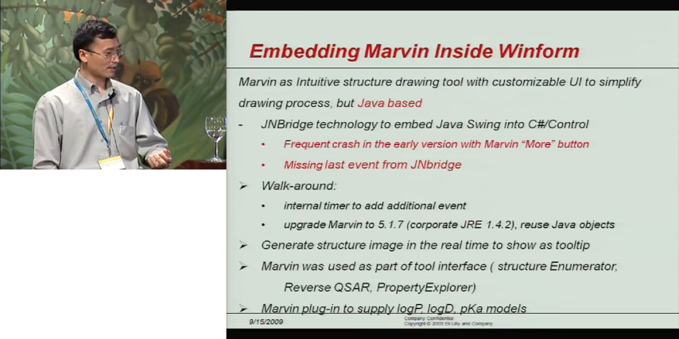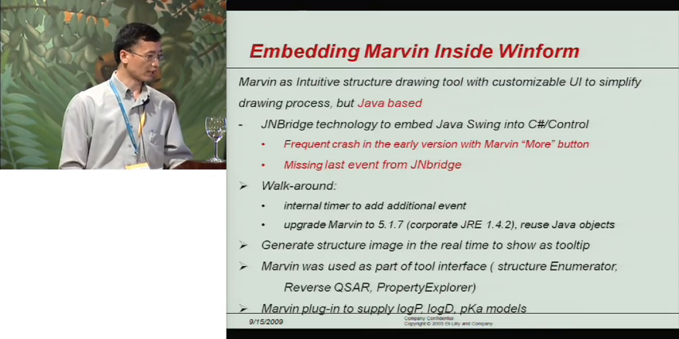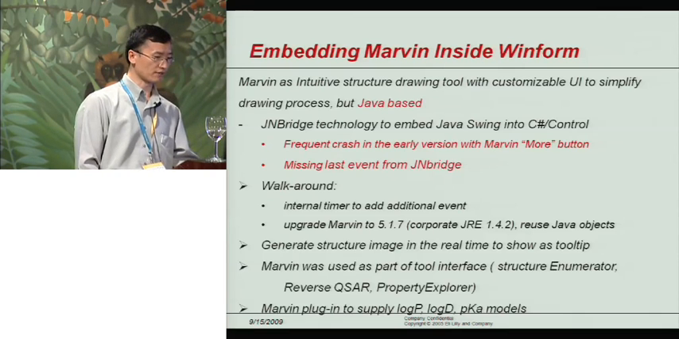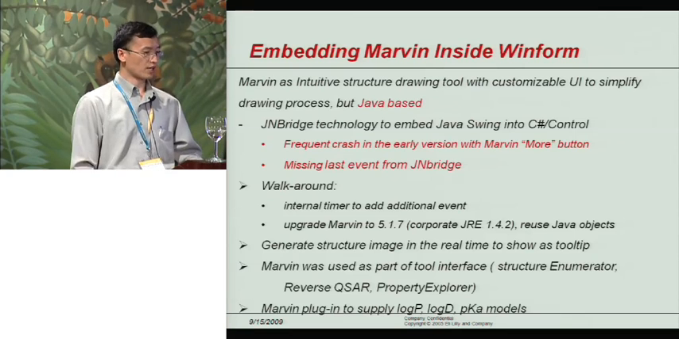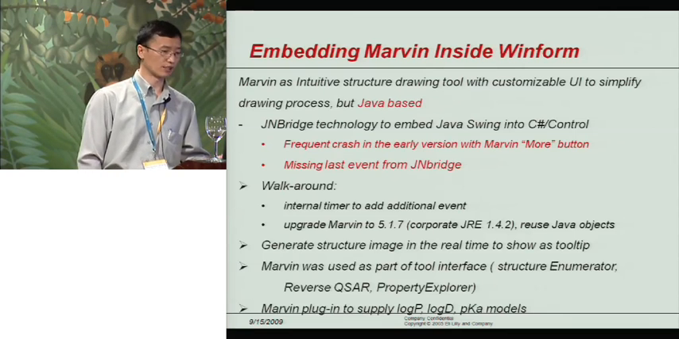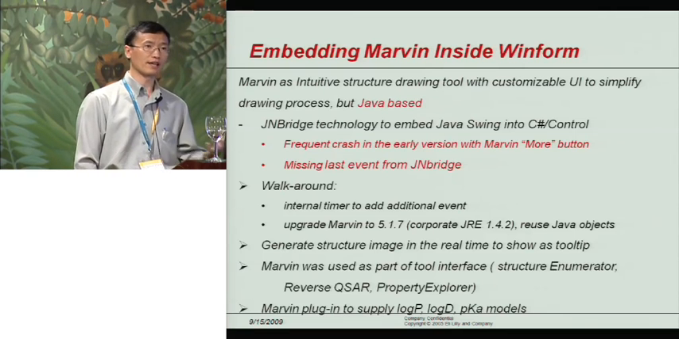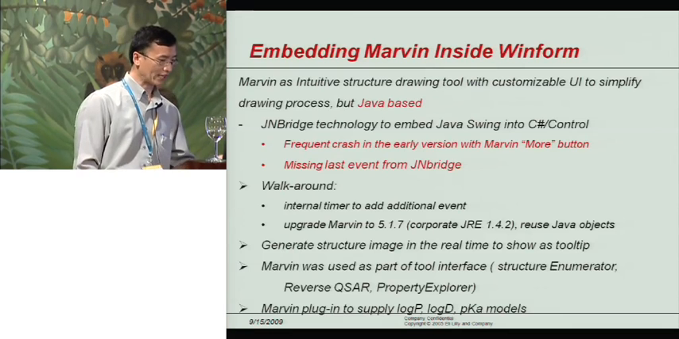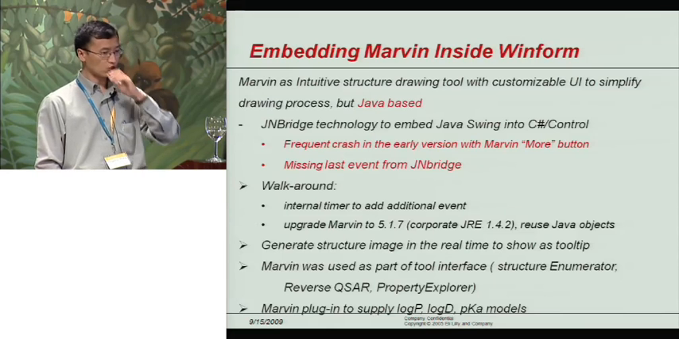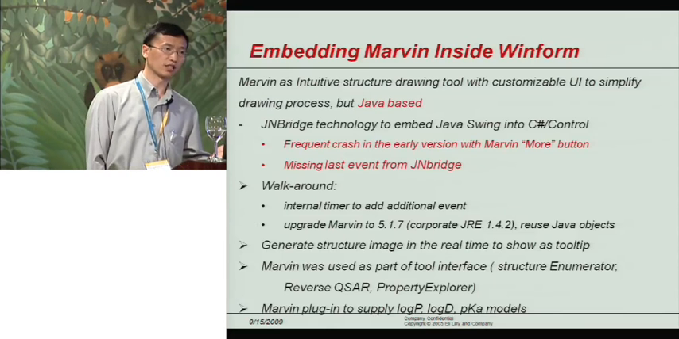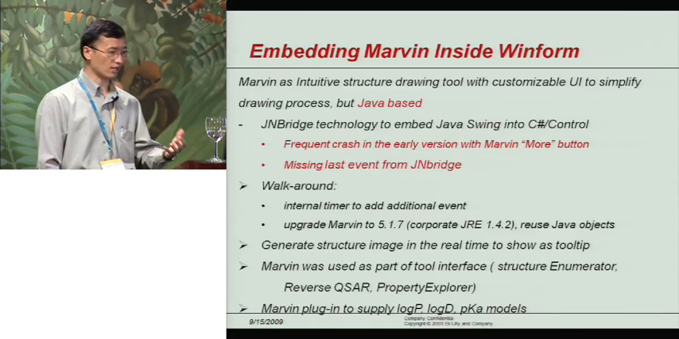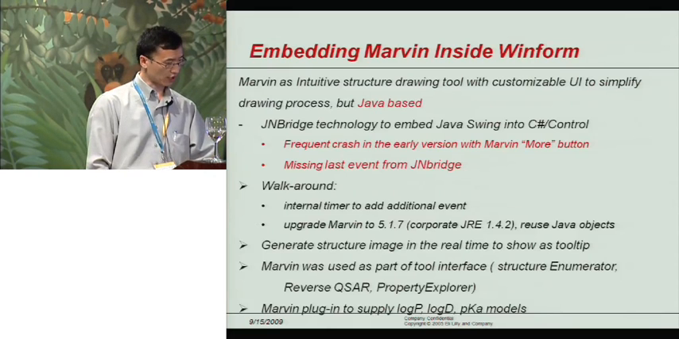By working with a developer in the first company, we actually found some workarounds, and we added an internal timer to add that additional event. We also upgraded Marvin to 5.1.7, and because our corporate JRE environment is 1.4.2, we cannot go higher because of that limitation. And also we use Marvin to generate a structure which serves as a tooltip. So whenever the user moves their mouse around, that structure will be generated on the fly. And actually, that one is quite good.